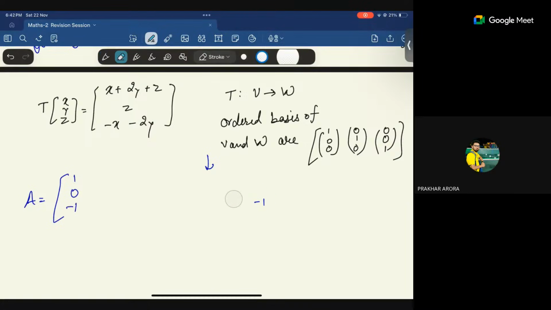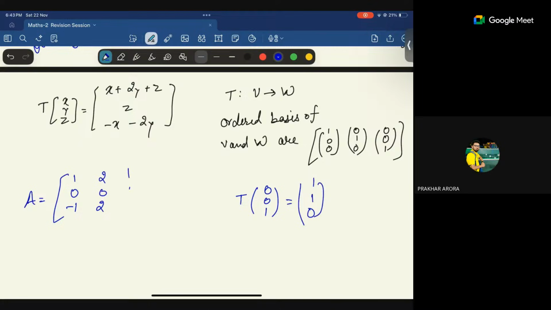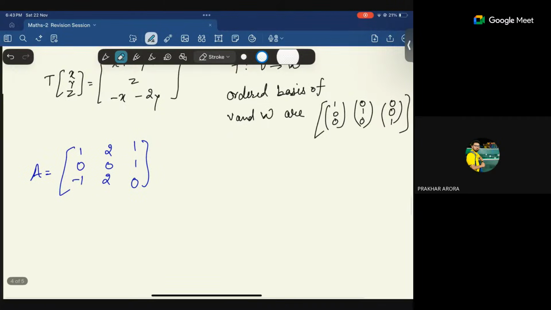What will be the second thing? The second column is the transformation of the second ordered basis, that is the transformation of 0 1 0. This is 2 0 2. This will come here as 2 0 2. Let's go forward. What is going to be the third column? That will be the transformation of the third ordered basis, which is 1 1 0 1 1. That's it. This is the matrix you have.